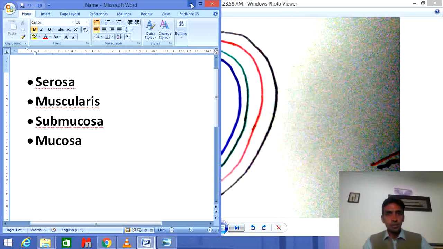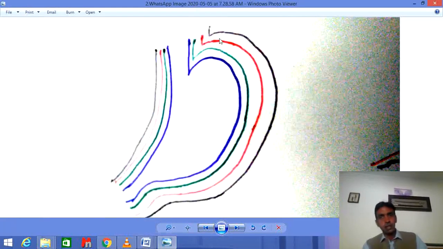So coming toward the function of each one, the serosa is a fibrous layer which is just responsible for the protection or giving boundary to the stomach. This gives boundary to the stomach, and this is responsible for protection of the stomach. The second layer, muscularis, is actually composed of three main layers. This is made up of smooth muscle, but three types of smooth muscle.